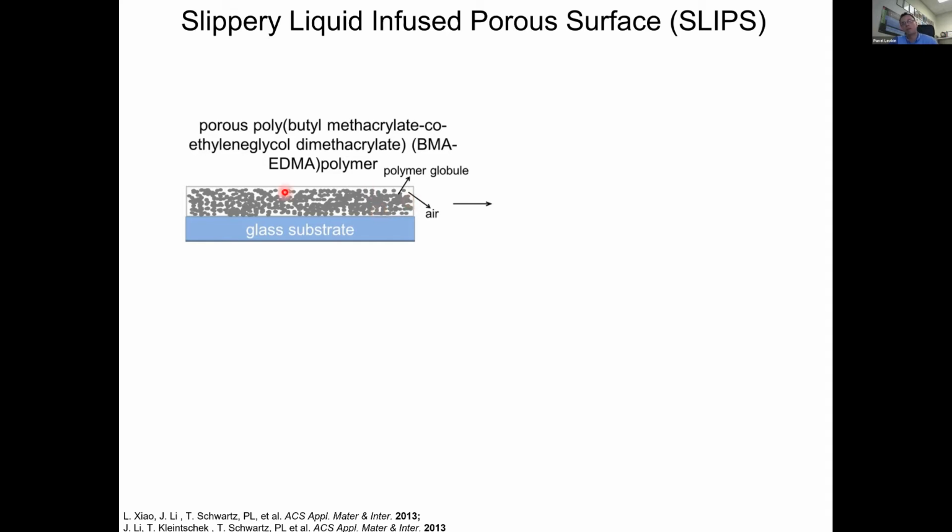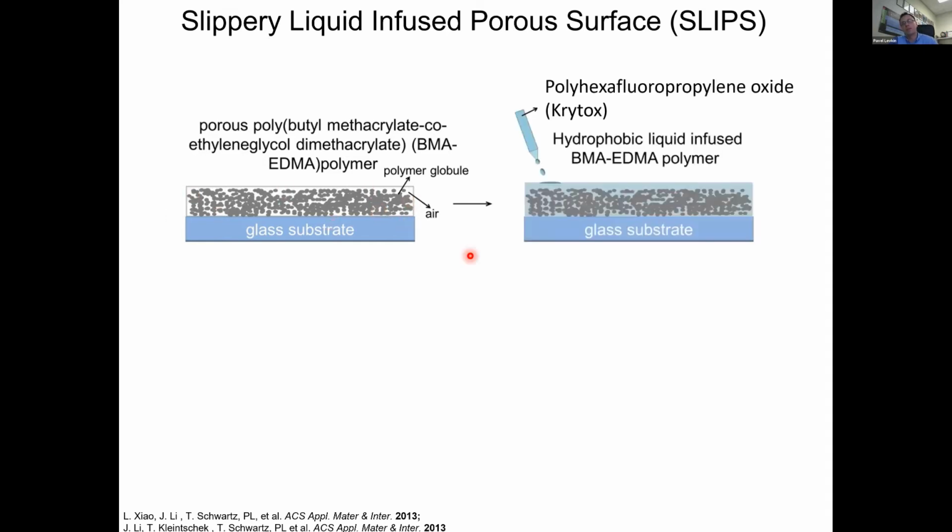But you can take this surface and impregnate it with a hydrophobic fluorinated liquid polymer. Through the combination of the porous hydrophobic structure and the hydrophobic liquid, you form a stable liquid layer on top of this surface, and this brings completely novel functionality.